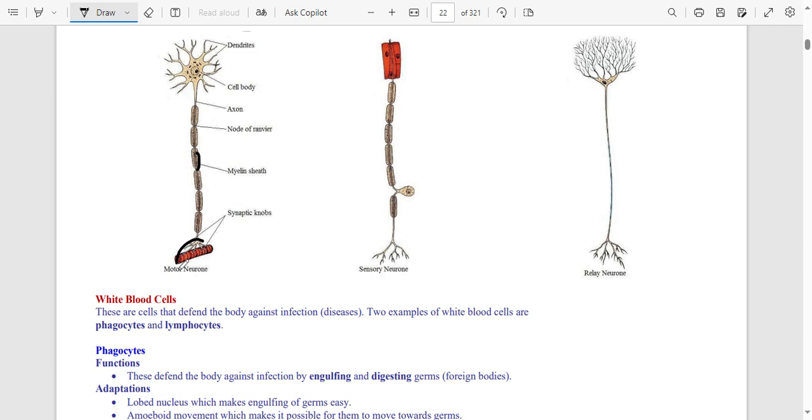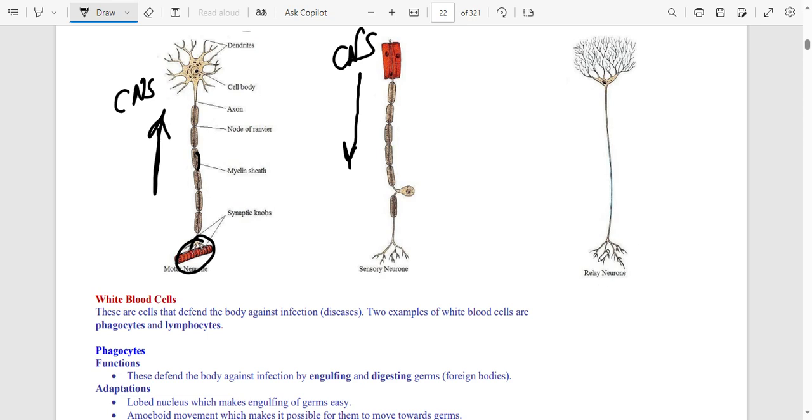For example, if your muscle has been injured, the motor neuron will be able to carry that information to the central nervous system. Take note of that. While a sensory neuron will enable you to feel the pain, to be able to sense. So it will send information from the central nervous system, and then motor is to the central nervous system.